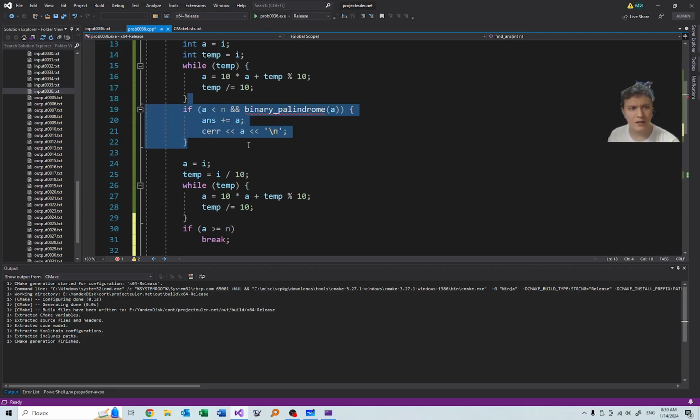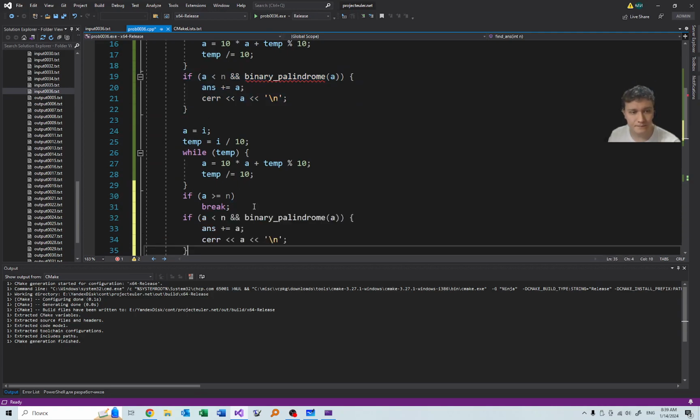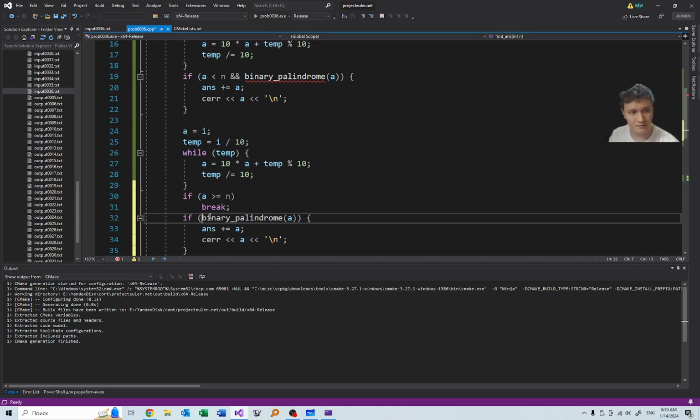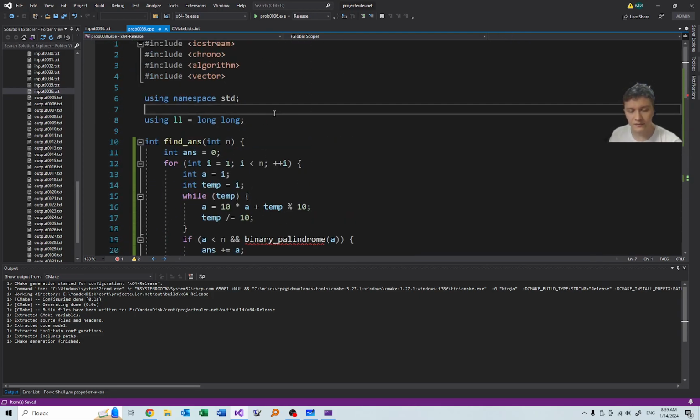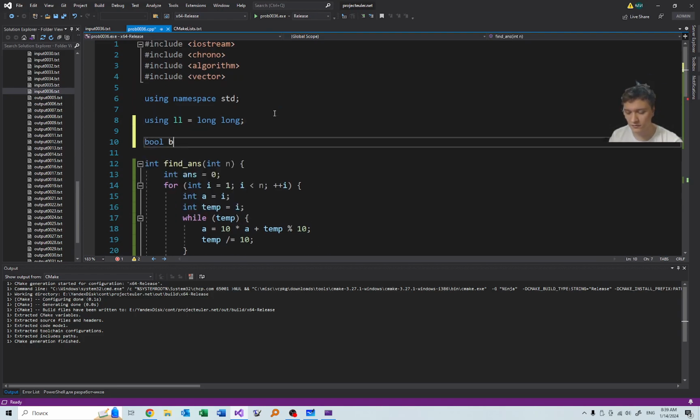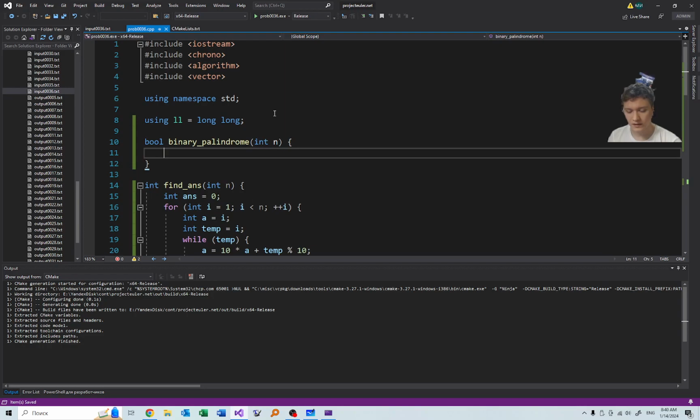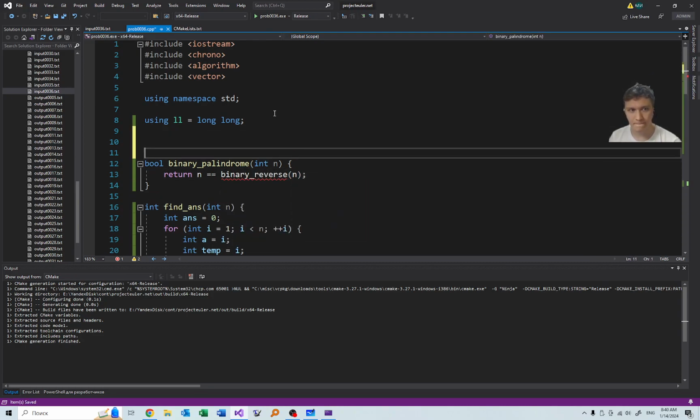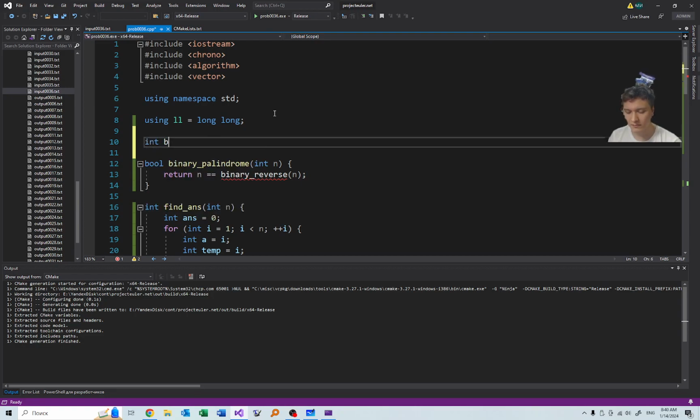Okay, now I do the same thing. Not a. Yeah, a. If a is less than n, which it is, and if binary palindrome of a, then I add it to the answer. Finally, we need to write the function binary palindrome. To do it, I check that n equals binary reverse of n. Let's write now the function binary reverse.